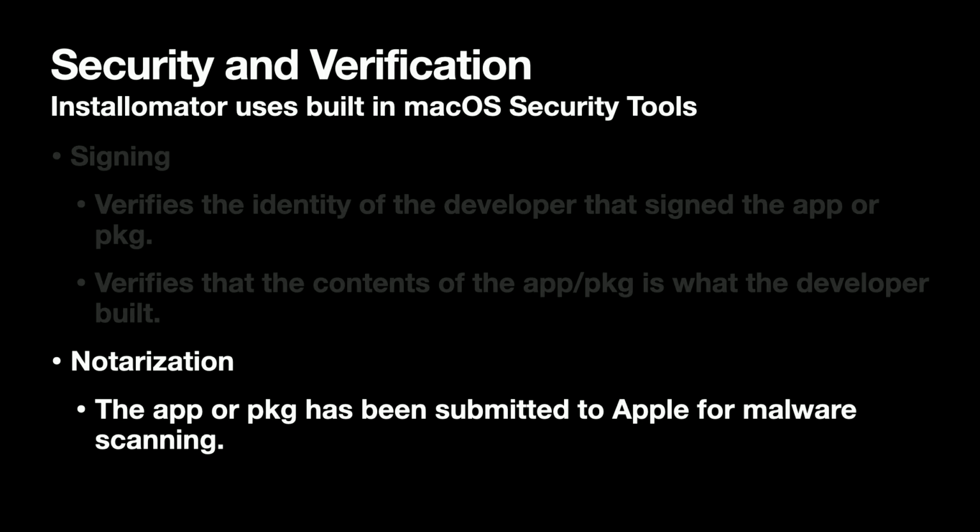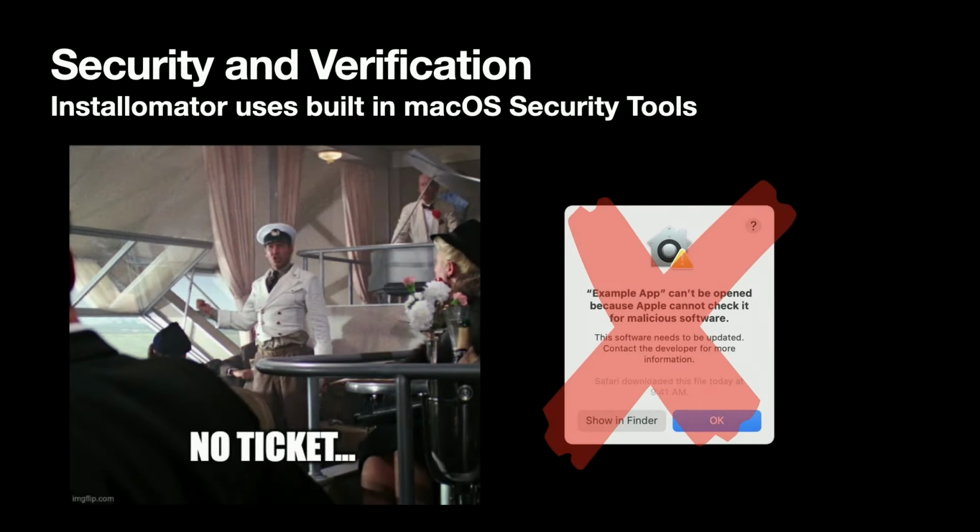We also check for notarization. Any developer can submit their applications or packages to Apple, get that package notarized, staple a ticket to it, and your device will say, Apple scanned this, this is good. And Apple can also revoke that notarization later on. So if a problem is found, that notarization will fail, and Installomator will not install that app or package.